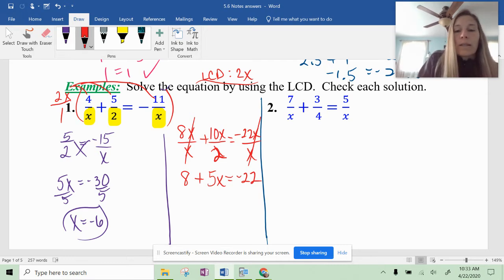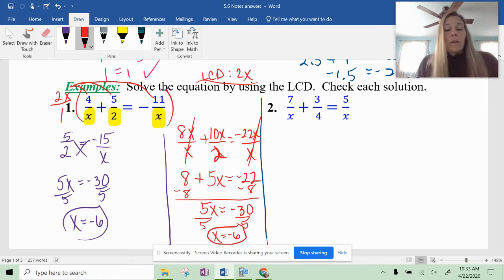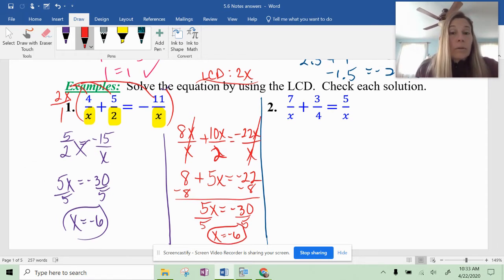So you don't really need to write that first step down that I wrote. I'm just trying to write it to kind of explain where I was getting that from. Then once you're here, it's like a normal equation. You want to get the x by itself. So I'm going to subtract the 8. So I have 5x equals negative 30. Divide by 5. X equals negative 6. Just like that. Notice we got the same answer regardless of which method that I used.